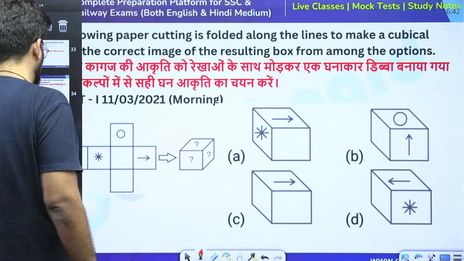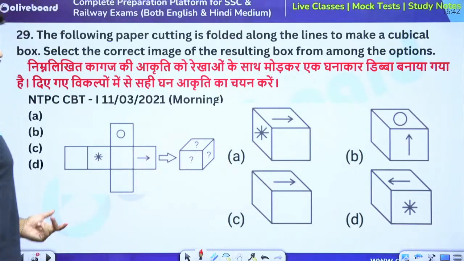And this is the kind of question I was telling you. In SSC, they don't usually ask these questions, but this is the kind of question we are looking for. Try this one. They are asking you which of these dies can be formed.